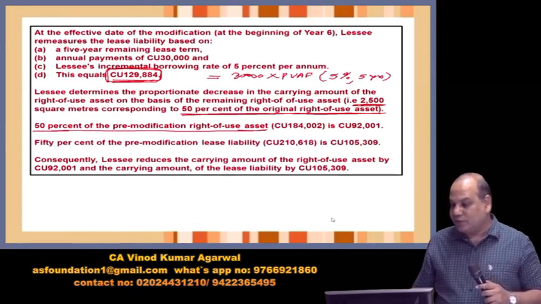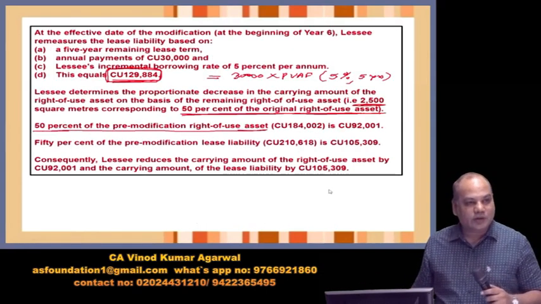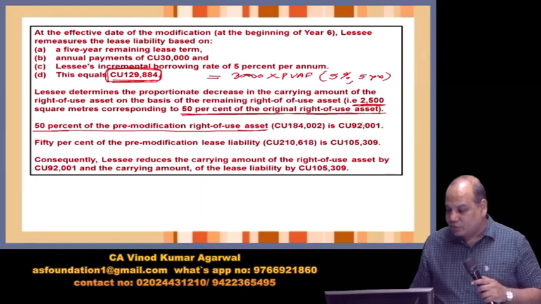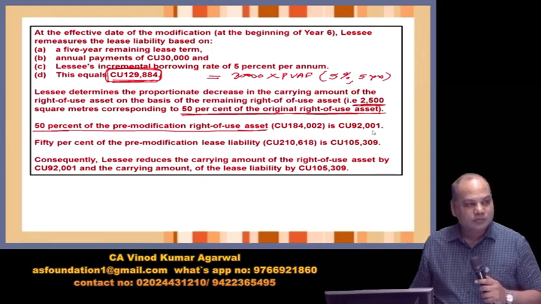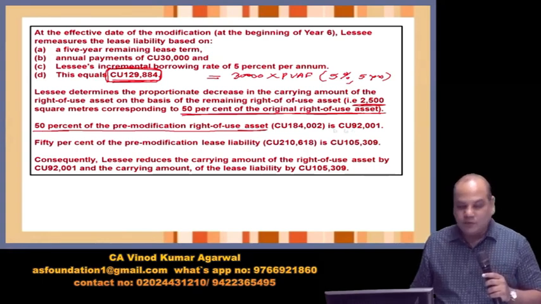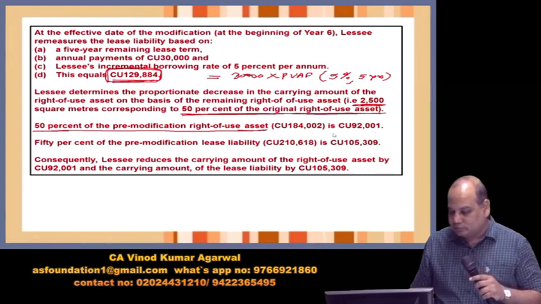After that, we have given away 2,500 square meter, which means out of 184,002, I will reduce it to now 92,001. Half of it I will retain in the books and half of it I will derecognize. So now my carrying amount will be 92,001.